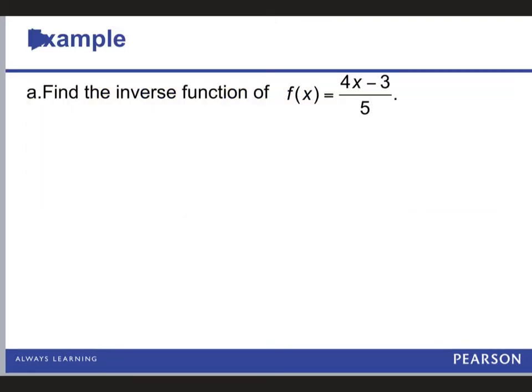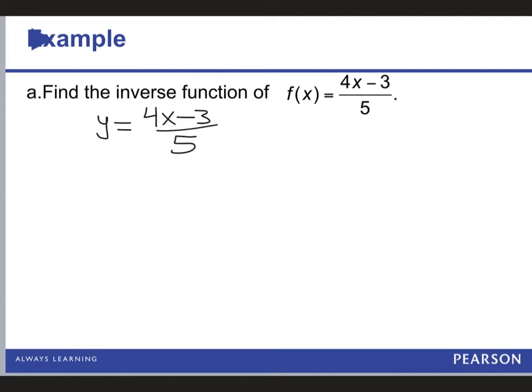So let's do a couple examples. Here's my function, f of x equals 4x minus 3 divided by 5. And this is a linear function, and I want to find the inverse. To follow our steps, step 1 is to change the f of x to y. So now I have y equals 4x minus 3 over 5. That was step 1. Step 2 says switch the x and the y.